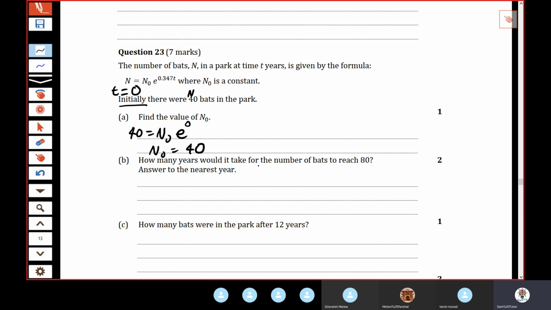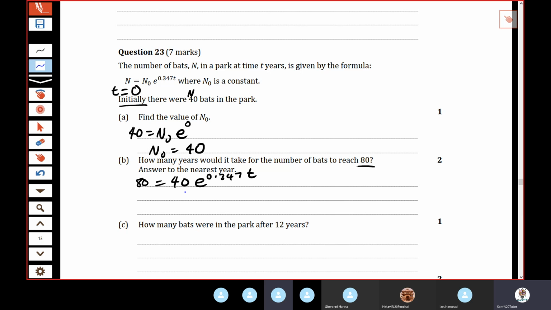How many years would it take for the number of bats to reach 80? All right, here we go. We need n equal to 80. n naught is 40, e to the 0.347 t. All right, we're trying to solve for t. So what's the first thing I've got to get rid of? Let's see if you guys remember your exponentials and log equations. What's the first thing you get rid of here?